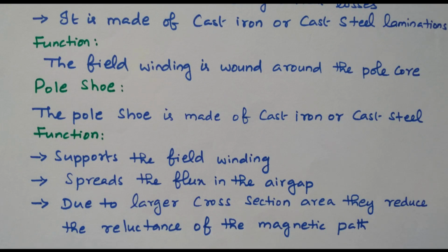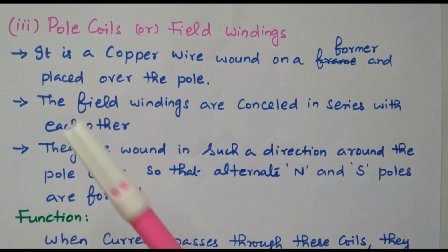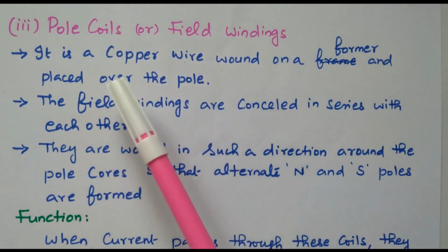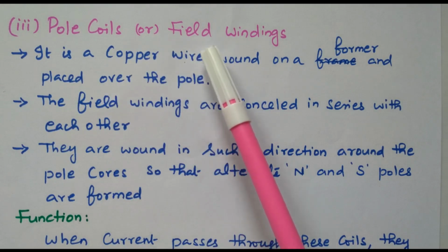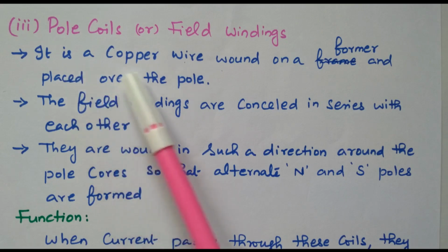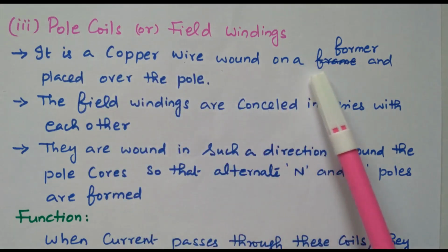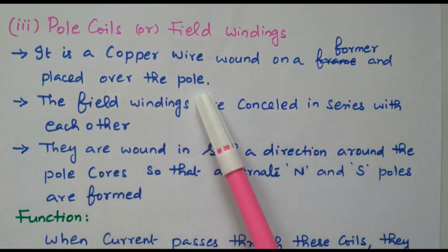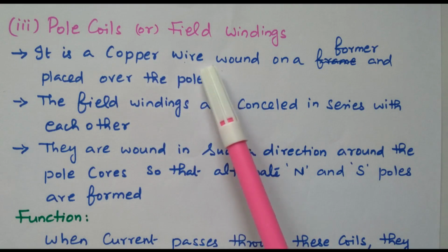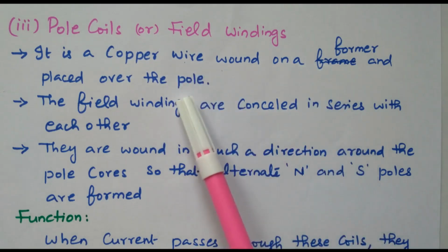Now, we will go to the next part. Pole coils are field windings. Now that we have discussed pole core and pole shoe, these windings are placed on the pole. It is nothing but a copper wire wound on a former and placed over the pole. I already discussed, the pole is the place to put the windings, right. So, this copper wire is wound and placed in the pole.